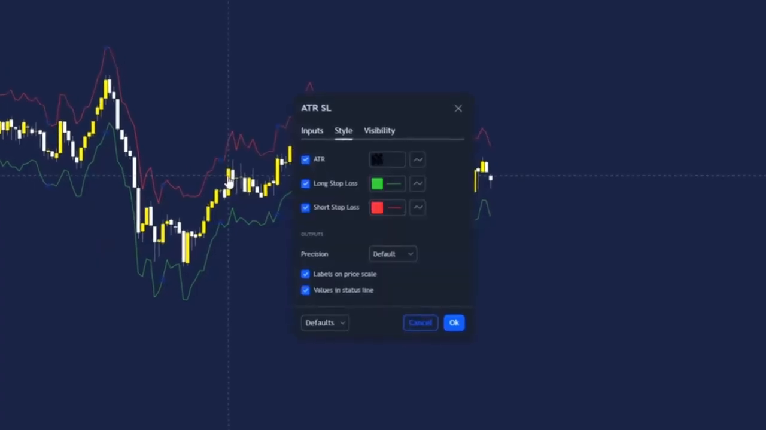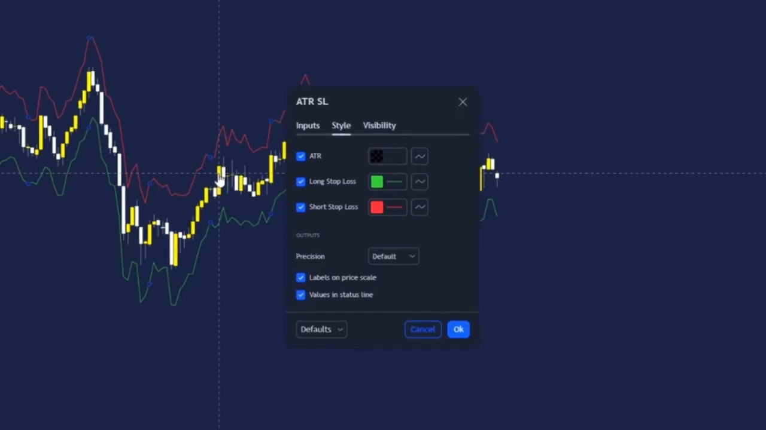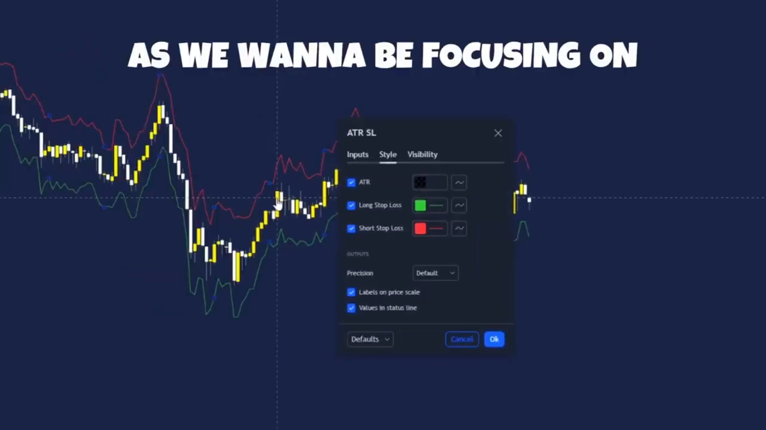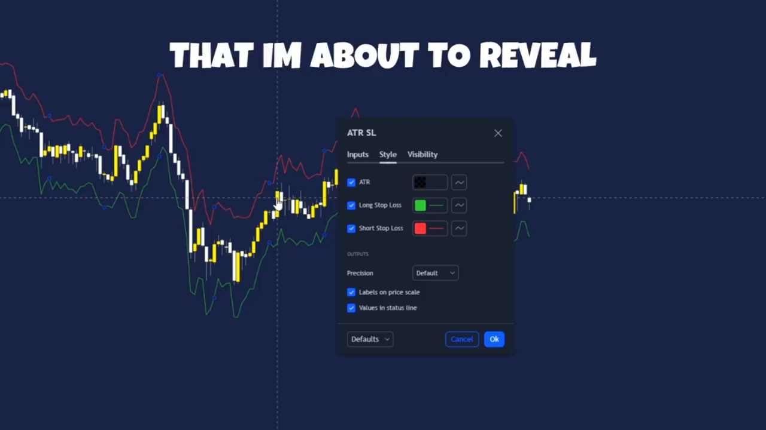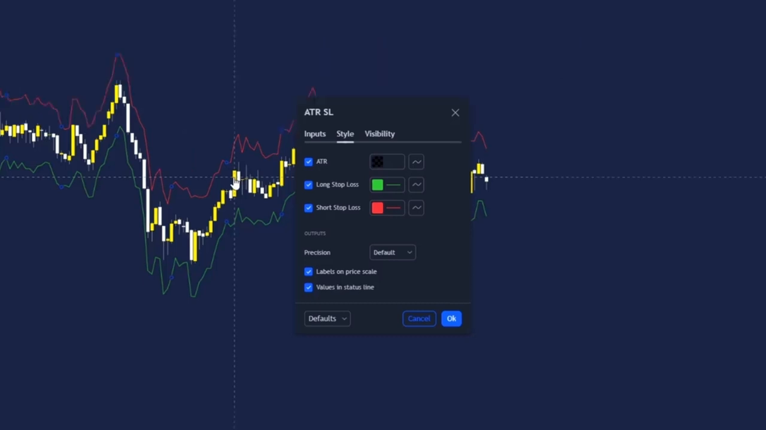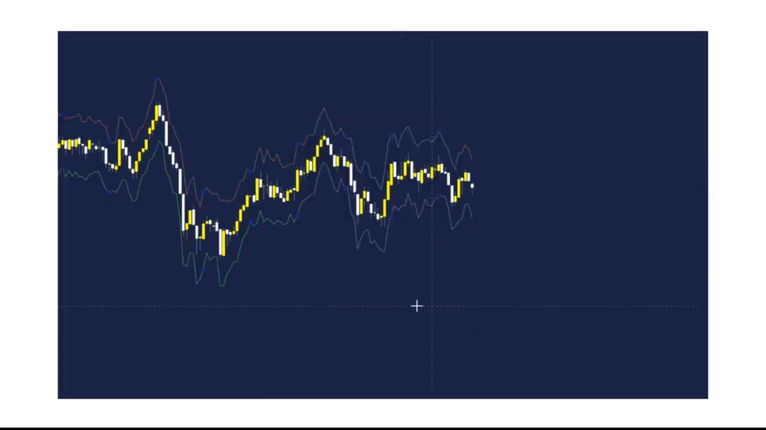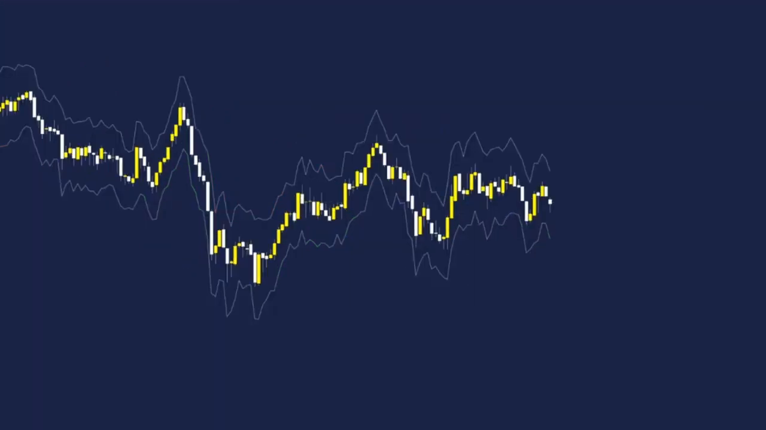Go ahead and double click on the indicator and then we're going to change the colors so it fades more into the background, as we want to be focusing on this secret indicator that I'm about to reveal in a minute, and that definitely is the star of the show. And now let's move on to the next indicator.